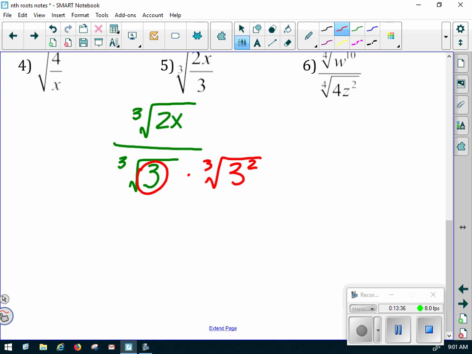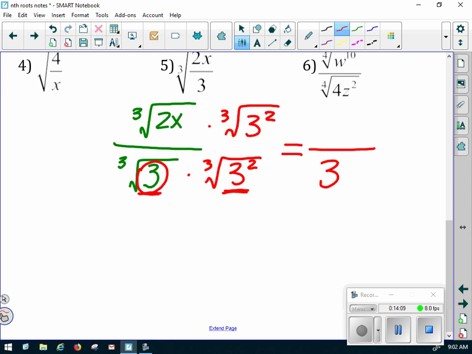Now, I know I'm writing 3 squared, but that's just for teaching purposes. Now, how many 3s are under here? There's 1 here, and how many here? So how many total? How many total 3s? 3 of them. Can it come out of the house? Yes. So the bottom now is just going to be 3. Now let's look at the top.